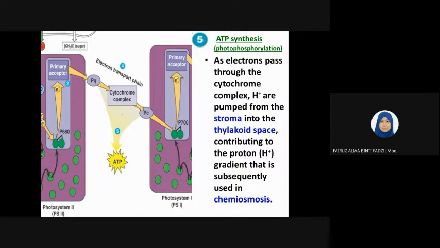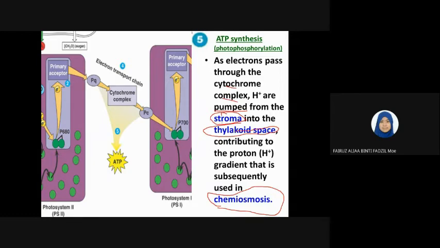So as electrons pass through the cytochrome complex, protons are pumped. Protons are pumped from, do you guys remember from where? From the stroma into the thylakoid space, contributing to the proton gradient that is subsequently used in chemiosmosis. Okay, from the stroma into the thylakoid space.